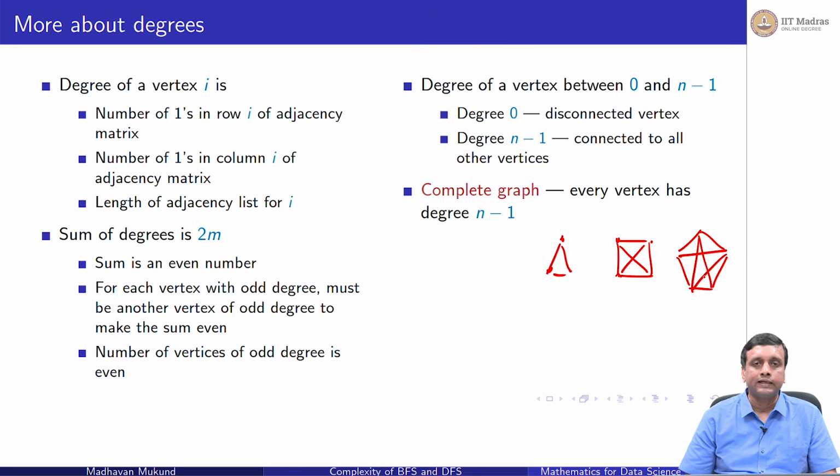So in a complete graph, the degree of every vertex is n minus 1, and I will actually have n into n minus 1 by 2 edges because every pair is connected. So I have n choose 2 edges.